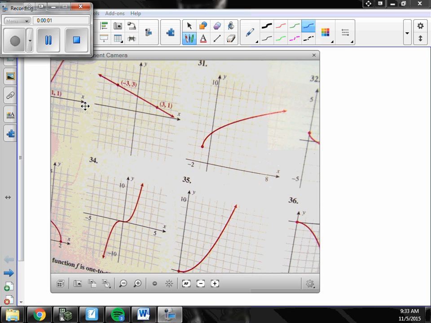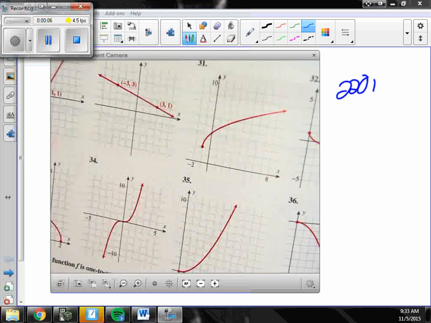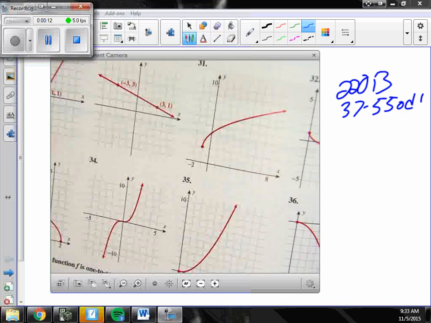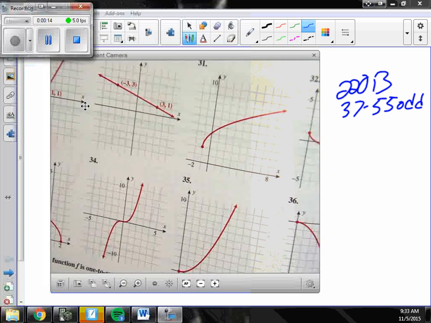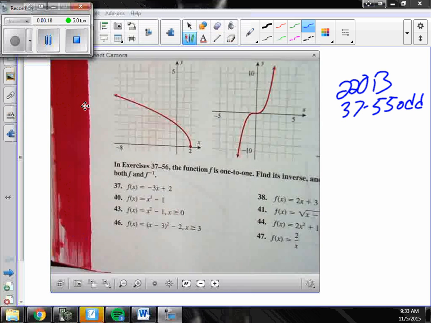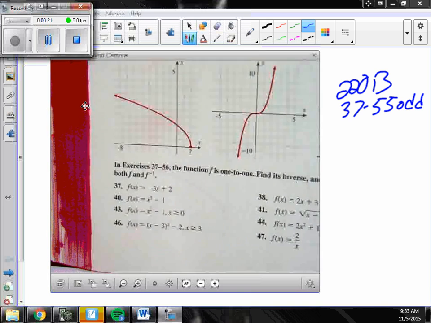All right, we're working on 220B, which is 37 to 55 odd. And all these problems are the same. So the instructions say the function f is 1-to-1.